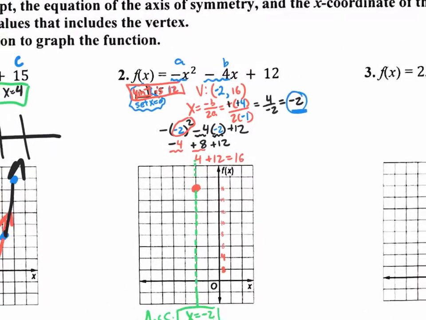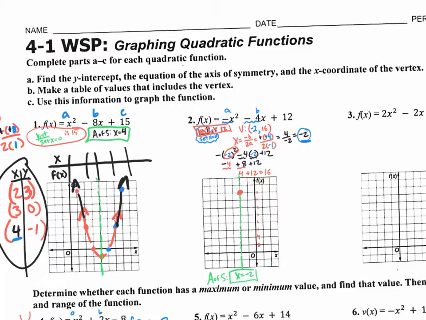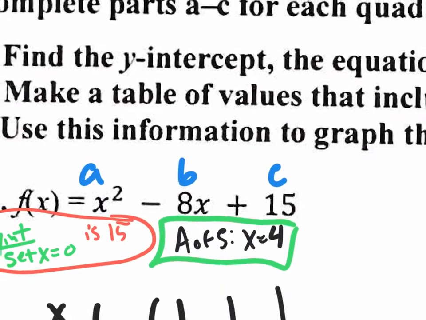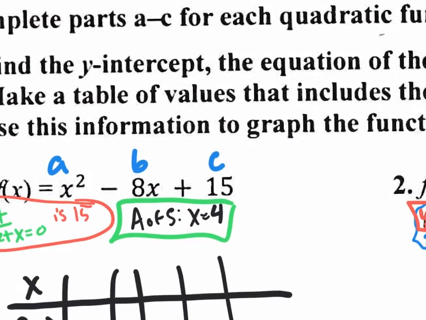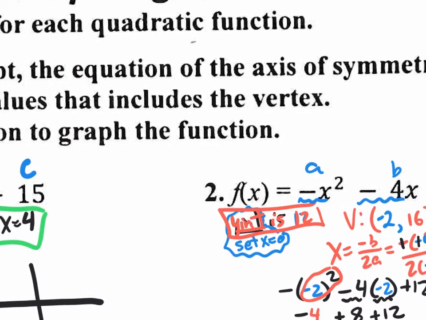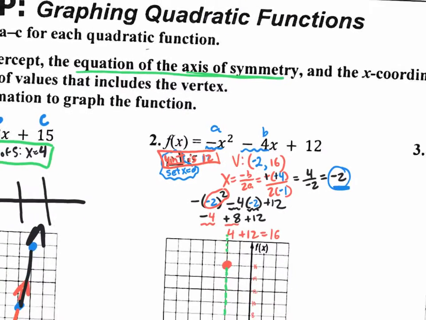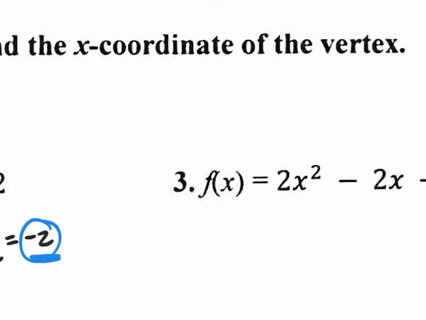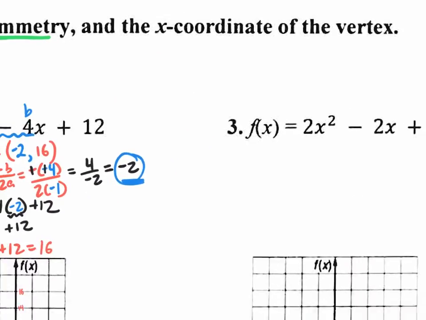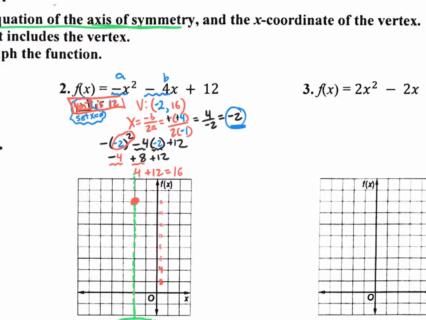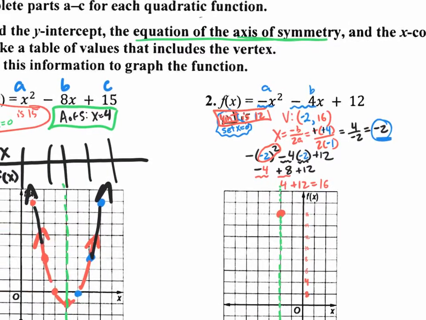So let's go back to the instructions. Let's see that we're answering everything they want us to answer. They want us to find the y-intercept. Okay, we already knew that by setting x equal to 0. That was our c value. It says the equation of the axis of symmetry. This is what we just did right now. We wrote the equation of the axis of symmetry. It's simply x equals the x value of your vertex. And they also want the x value of the vertex. Well, duh, we already got that using the formula. Okay? So we have everything they asked for in part A.